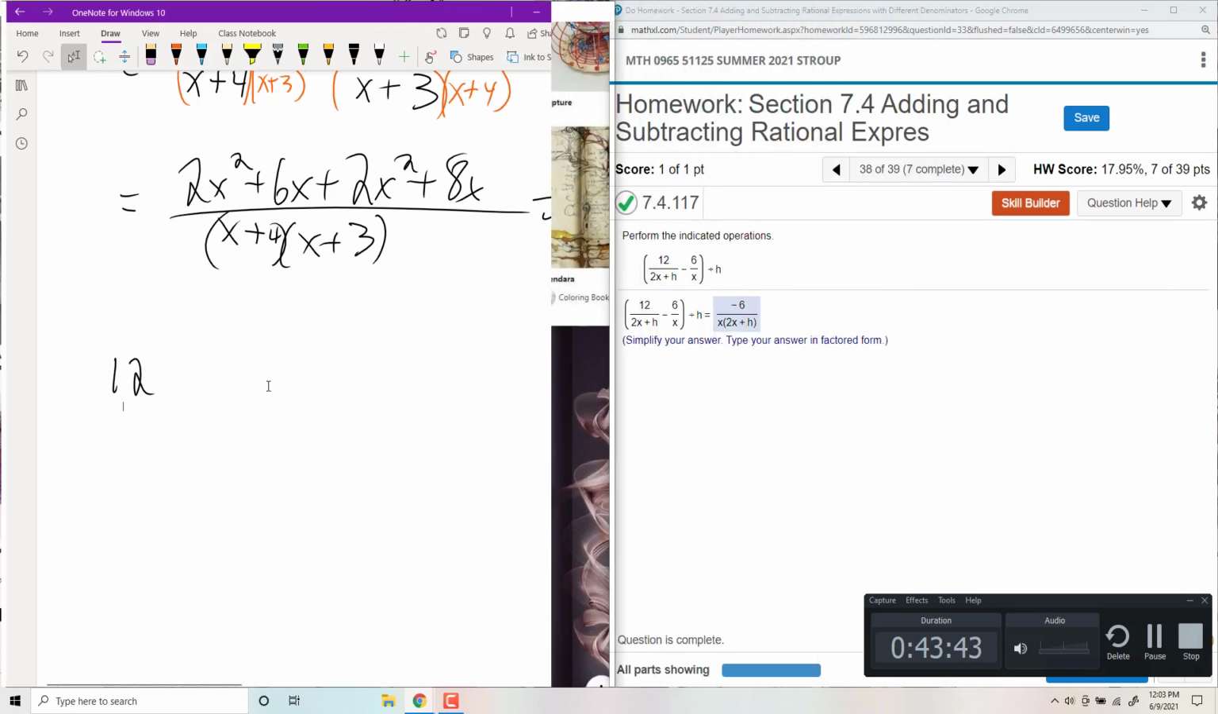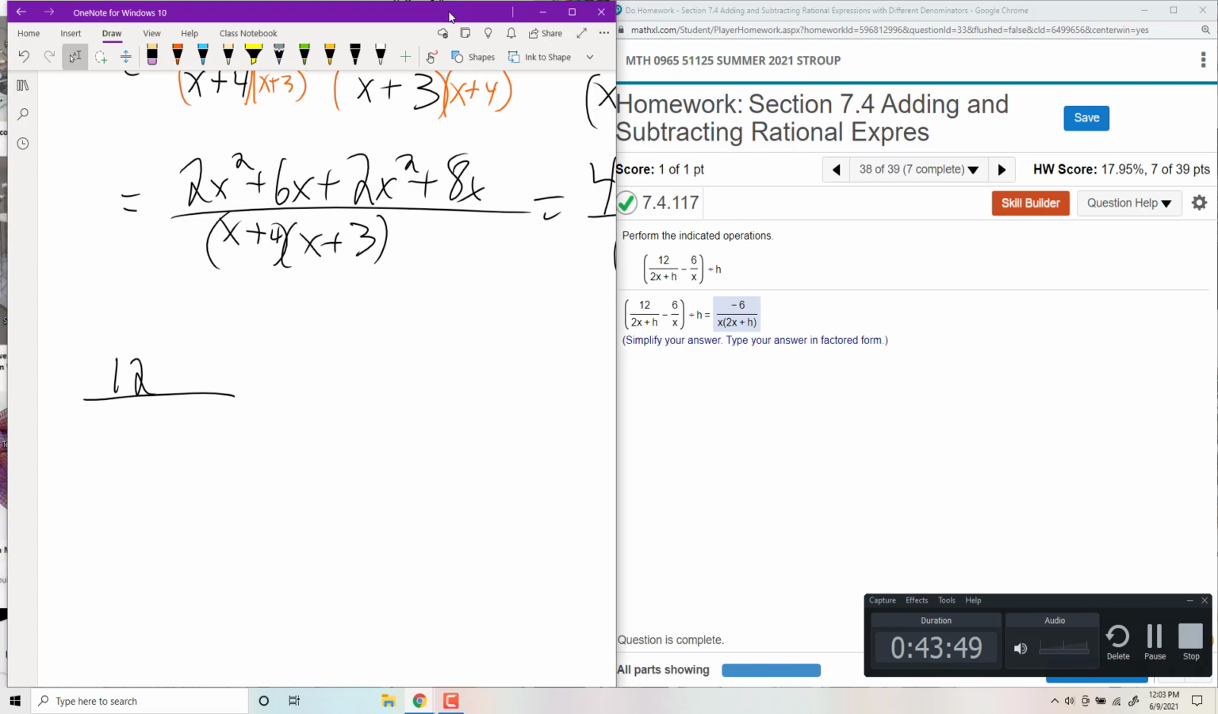Copying it down, and I copy it down wrong. When I do this, I write x plus h instead of 2x plus h, and then I have to go back and fix it. So that's a bit of an annoyance. I apologize.